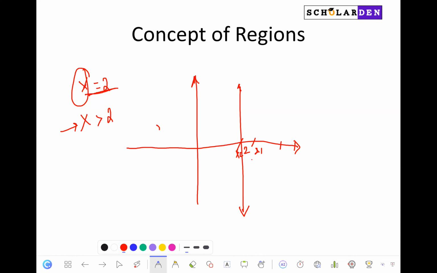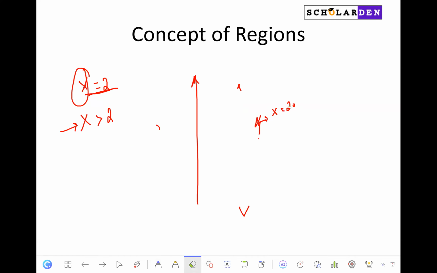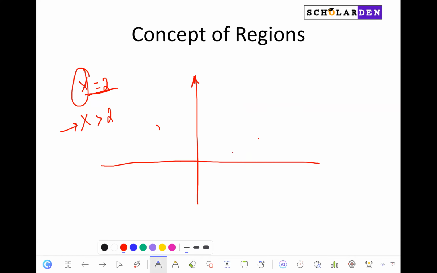But here's the point. This point is also x is equal to 2.1. Let me just draw this more clearly so that you can understand what I'm trying to tell you over here. So this is your line, x is equal to 2. Okay, and this is, let's say, 2.5.